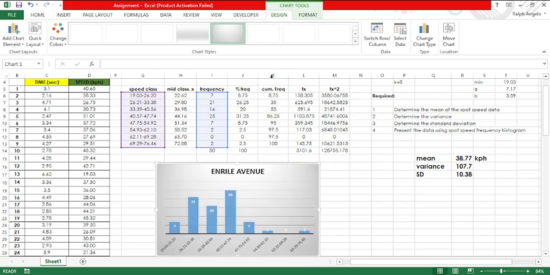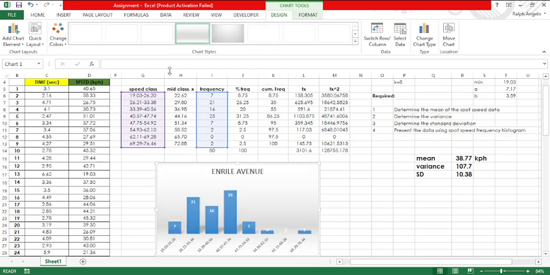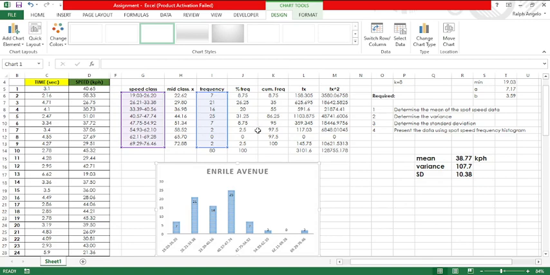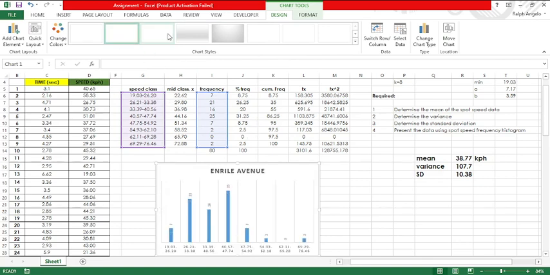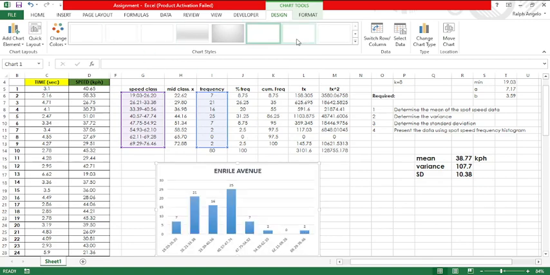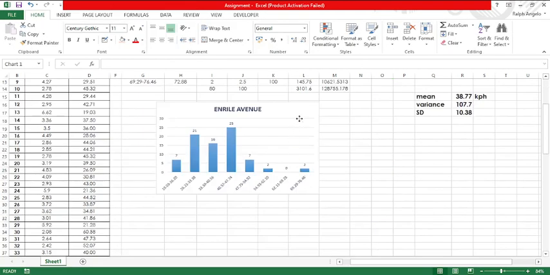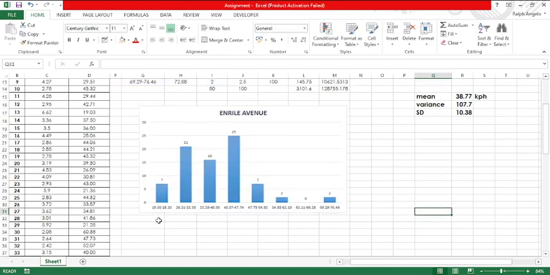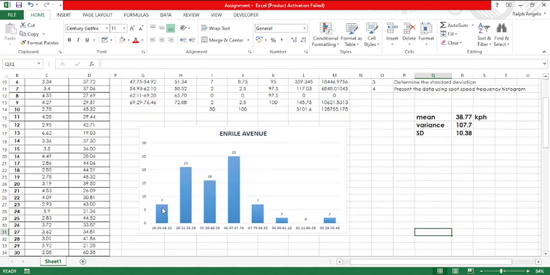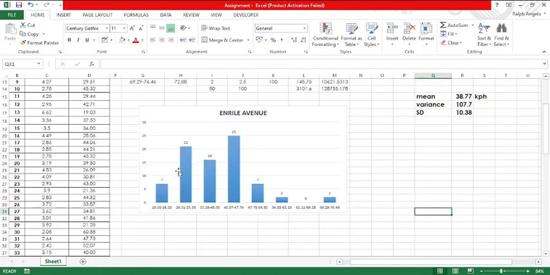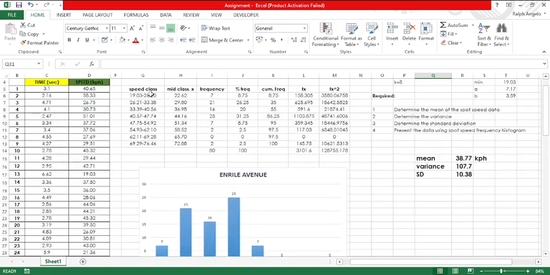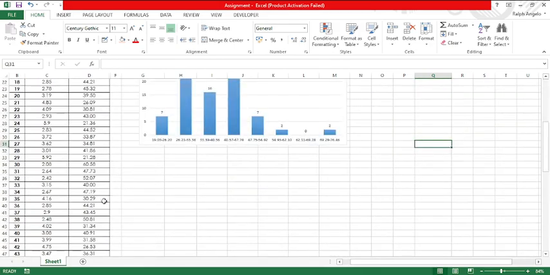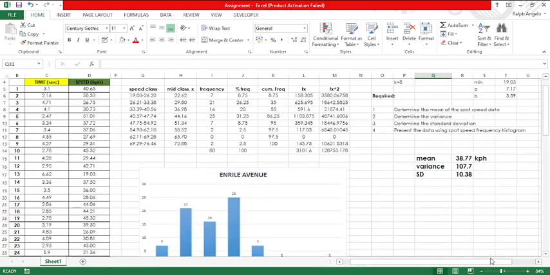Then you can just click whatever value that you want. And here are the different themes. You can choose whatever theme you would like to apply. So this is now your histogram showing the values of your collected data. In 19.0326, you have 7 as the frequency, or the number of speeds that fall on this particular speed class, etc. So this is how you compute and likewise present your data using Excel.